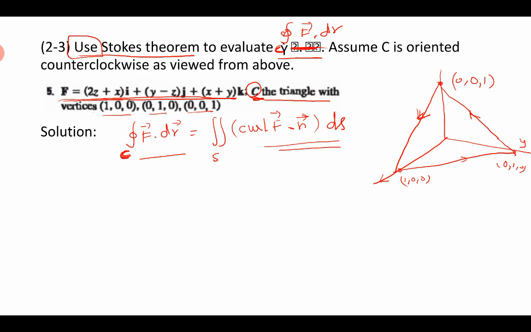Let's check. Now what is the plane? What is the equation of this plane? X intercept is 1, y intercept is 1, z intercept is 1. So x over a plus y over b plus z over c is equal to 1. This is the equation of the plane that has intercepts a, b, c. So actually the plane is x plus y plus z equal to 1. You can write x plus y plus z minus 1 equal to 0 as your surface function phi.